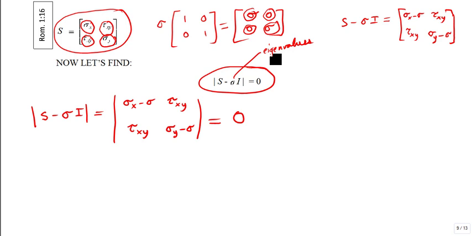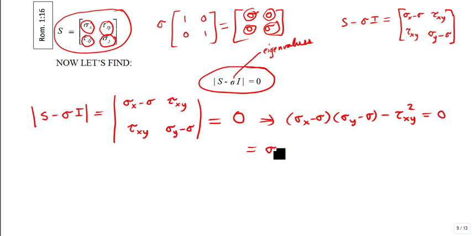Okay, now we are going to solve for this determinant, so that means I multiply these diagonal terms and subtract the product of these off-diagonal terms. So I get sigma x minus sigma times sigma y minus sigma, minus tau xy times tau xy, that's tau xy squared, and all of that is zero. If I expand this out, I get sigma x times sigma y minus sigma times sigma x minus sigma times sigma y plus sigma squared minus tau xy squared is zero.